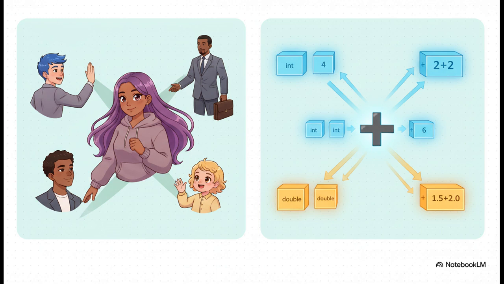In code, you could have an add method. One version adds 2 whole numbers. Another version adds 3 whole numbers, and another one adds 2 decimal numbers. Same name, add, but they all work a little differently.